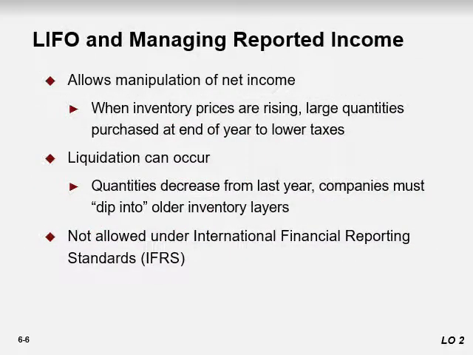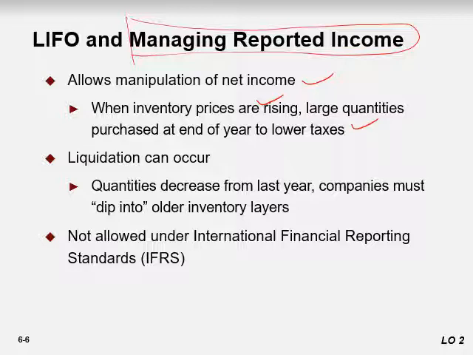A managerial implication of using LIFO is that there is going to be manipulation of income when you use LIFO. It allows manipulation of income, which means when inventory prices are rising, large quantities are purchased at the end of the year to lower taxes. What does it mean?